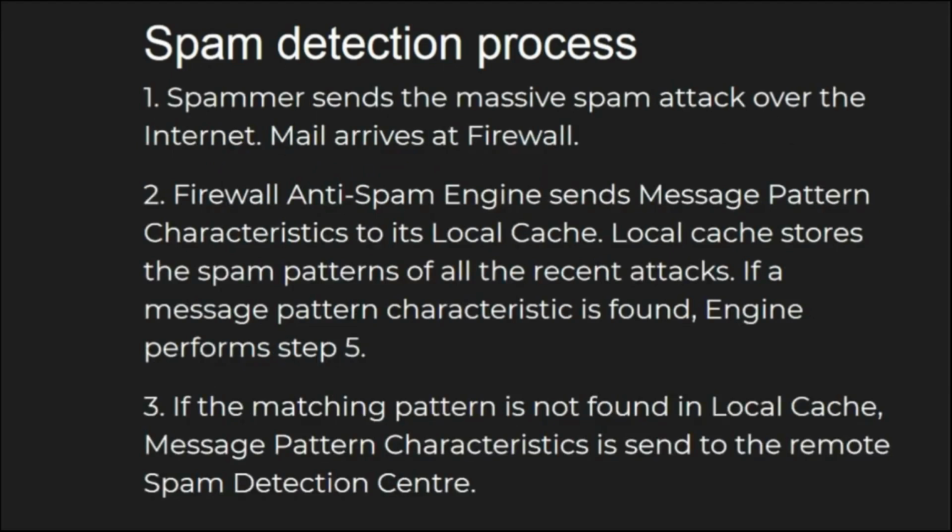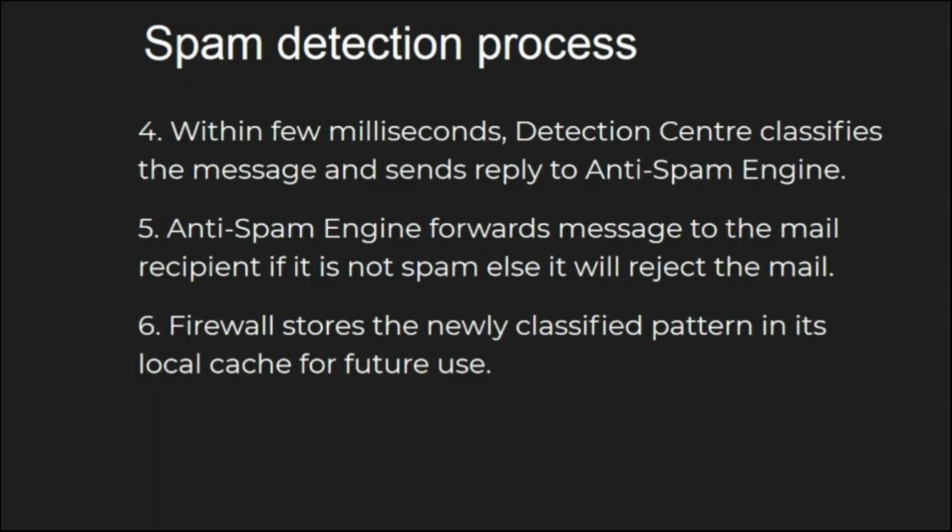Step 3, if a matching pattern is not found in the local cache, the message pattern characteristic is sent to a remote spam detection center. After that, step 5, within a few milliseconds, the detection center classifies the message and sends a reply to the anti-spam engine. So the anti-spam engine forwards the message to the mail reception if it is not spam, else it will reject the mail. And the last step is the firewall stores the newly classified pattern in its local cache for future use.